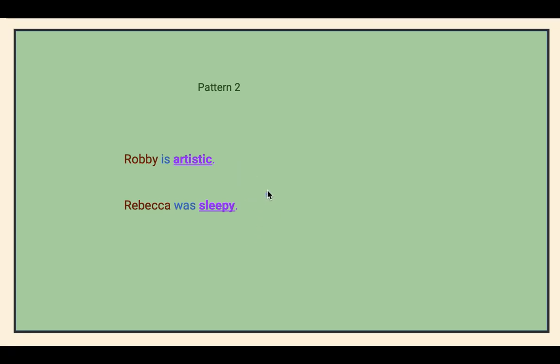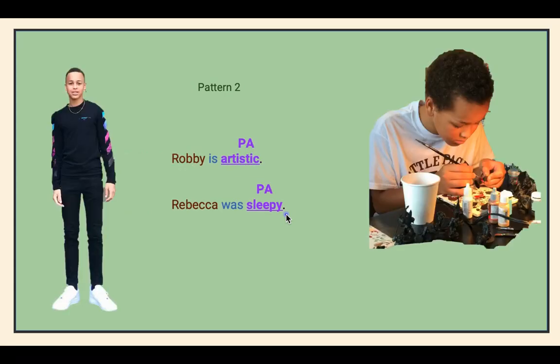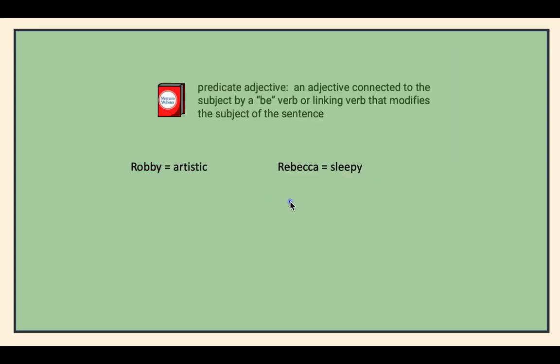If these are also pattern 2, then what needs fixing in our pattern formula? Looks like we need to add predicate adjective as well. The test for a predicate adjective and predicate nominative is to replace the verb with equals. If the sentence makes sense, then you have a predicate adjective or predicate noun.